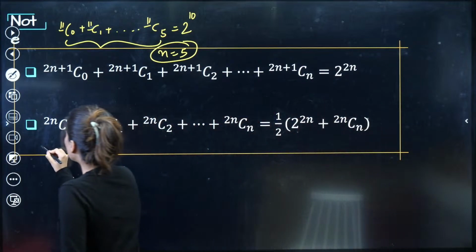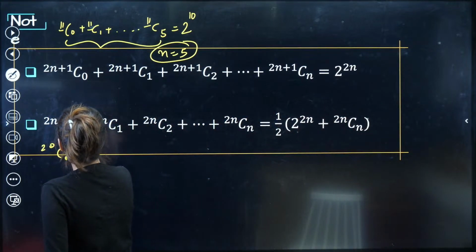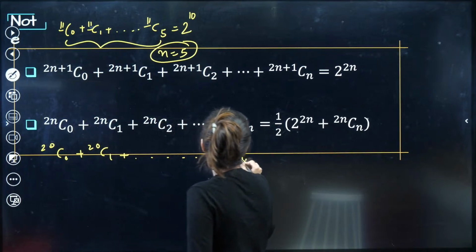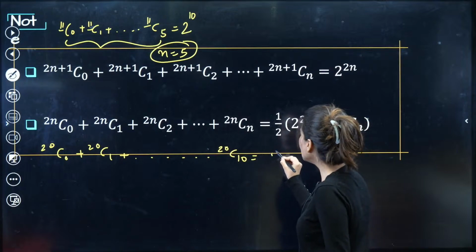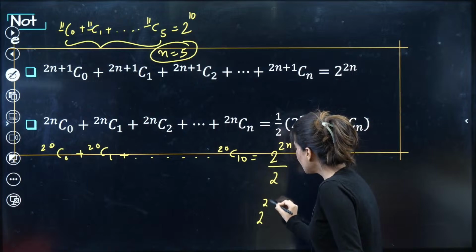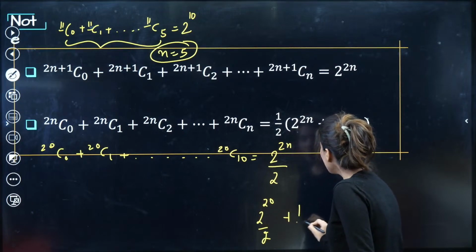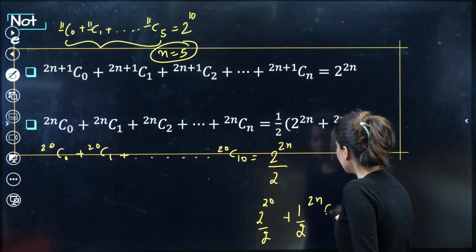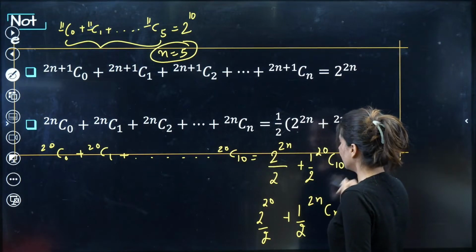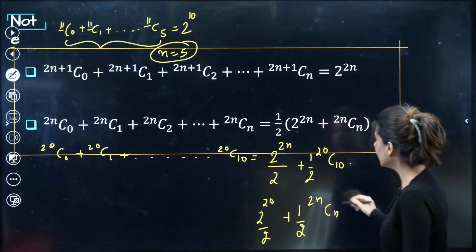The second result was 20C0 plus 20C1 and all the way up to 20C10. This will be nothing but 2 raised to power 2n by 2. So it was 2 raised to power 20 by 2 plus 1 by 2, 2nCn. So plus 1 by 2, 20C10. Right? So this is the result. Okay? 2nCn.